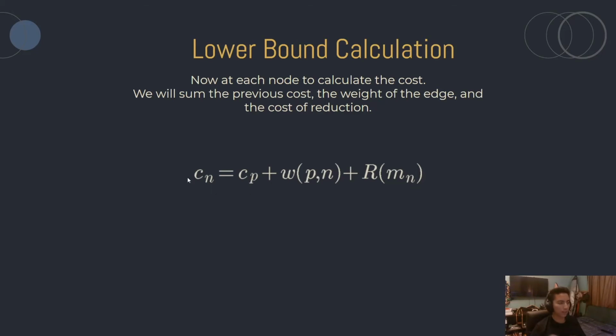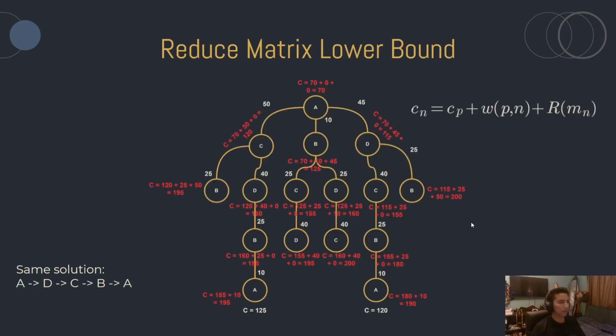So at each node, we're going to calculate a cost. Each cost will be equal to the previous cost plus the weight of the edge, and then the reduction cost of the matrix. And you're going to see that this is the new addition, and it's going to be a drastic addition to our problem. As you can see, it took off this entire branch here, and it took off two other nodes here, and this entire branch here.